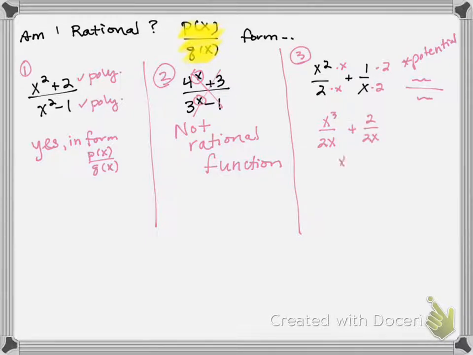So when I add across the top, I get x cubed plus 2 all over 2x, where x cubed plus 2 is a polynomial and 2x is also a polynomial. So our rational form of that problem is x cubed plus 2 over 2x. So yeah, that one's rational, a rational function.